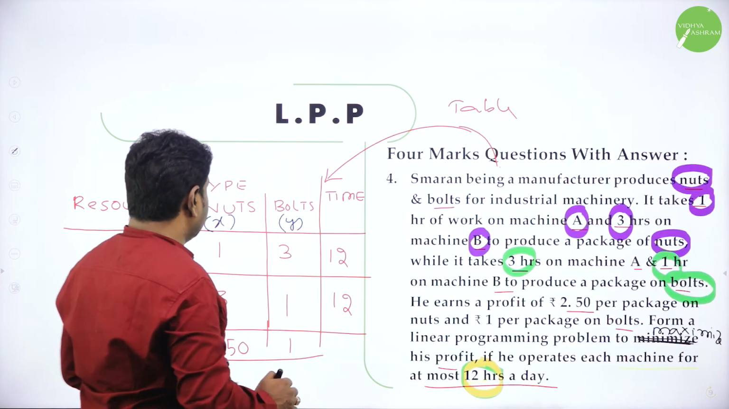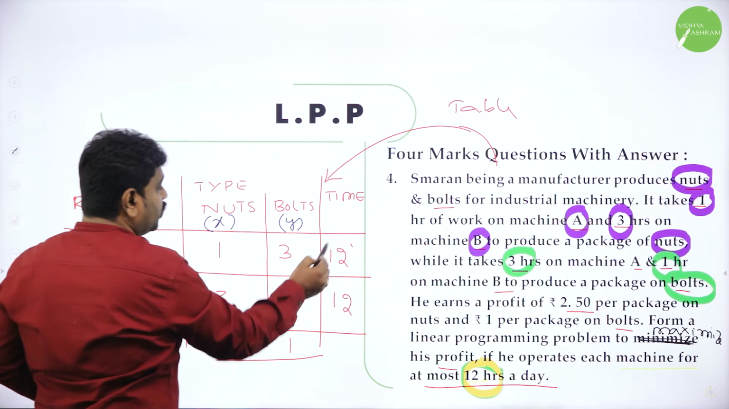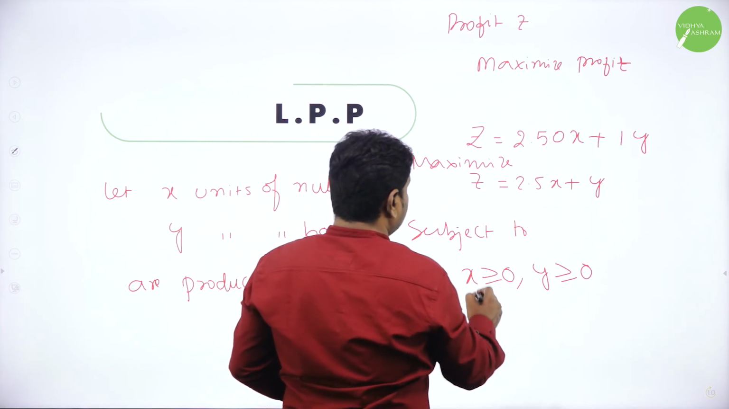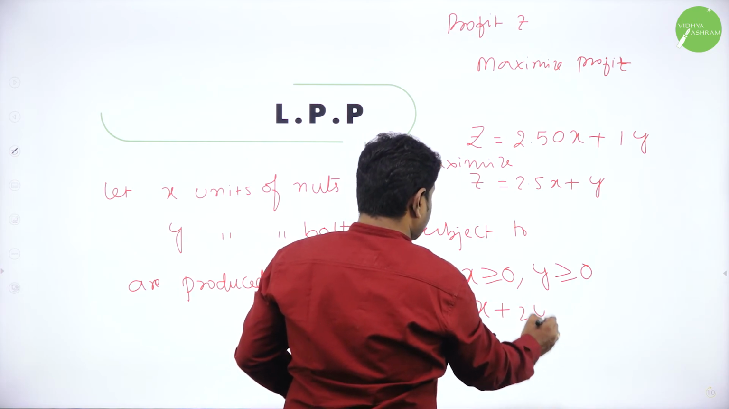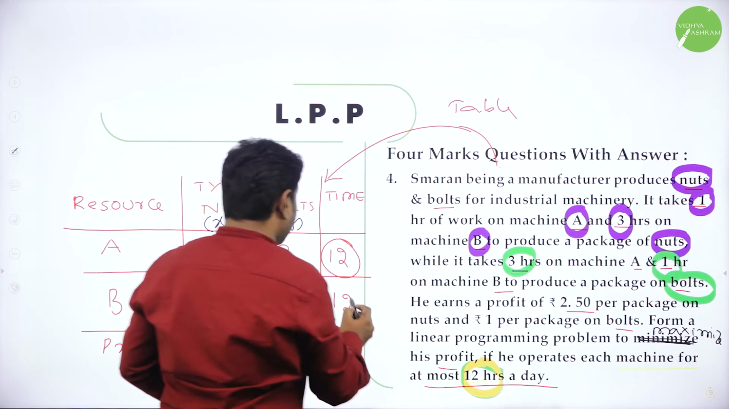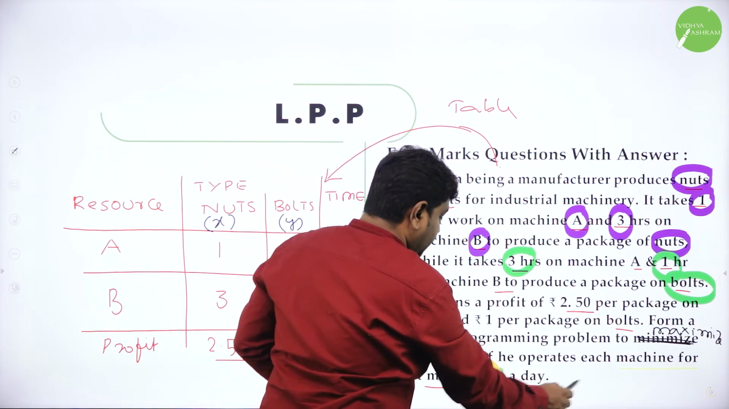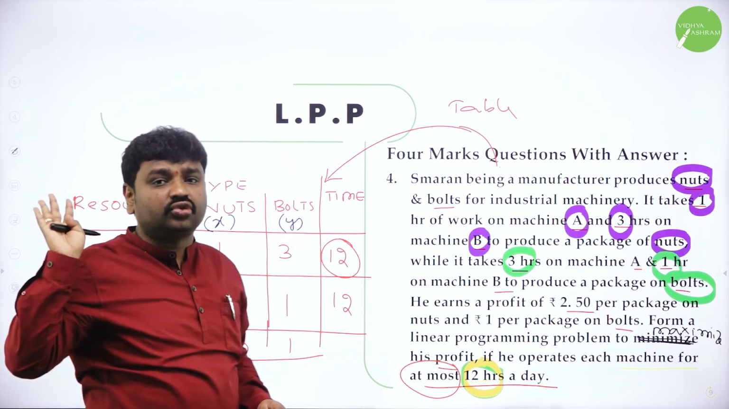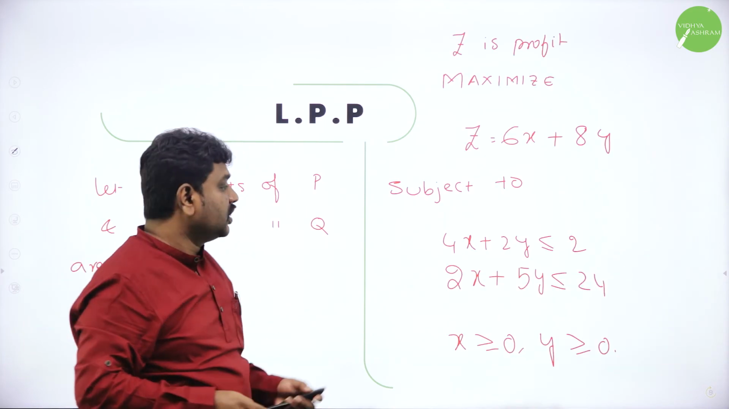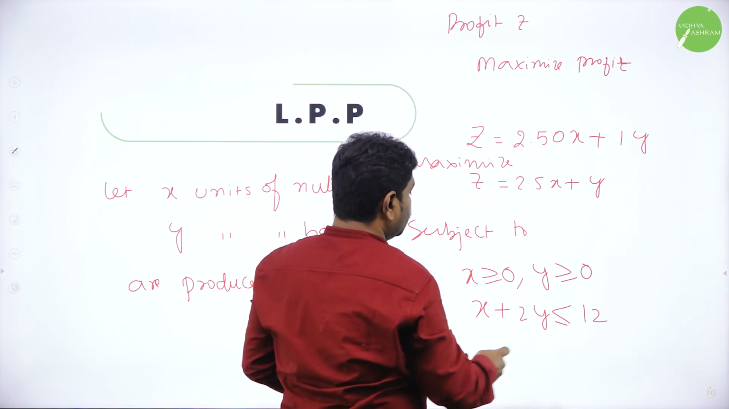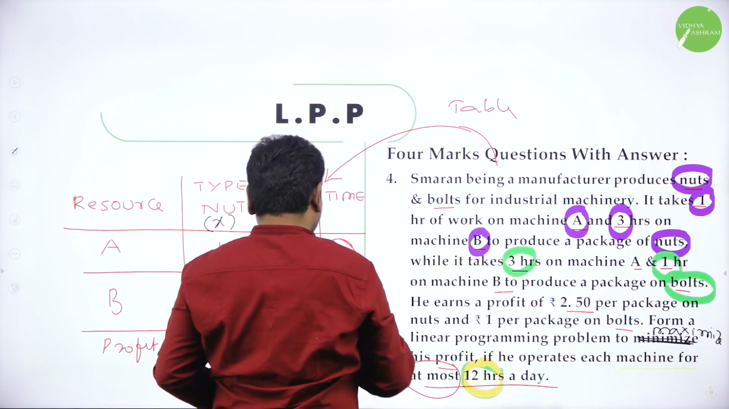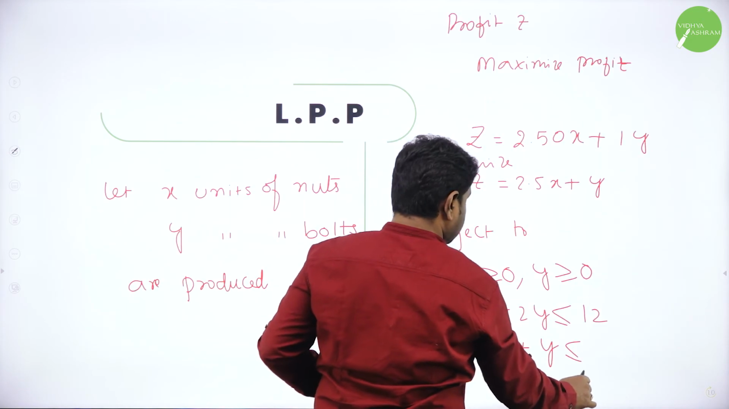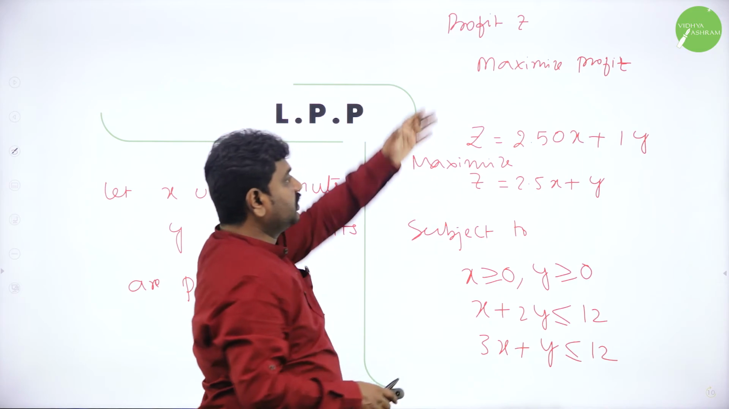And second, machine A you can use only for 12 hours a day. So 1x plus 2y should be less than or equal to 12, because the machine can operate at most 12 hours. At most means what? Maximum you can use 12 hours. You cannot use more than that. So at most means less than or equal to. And machine B, 3x plus y, that should also be less than or equal to 12 hours. So this is the LPP.